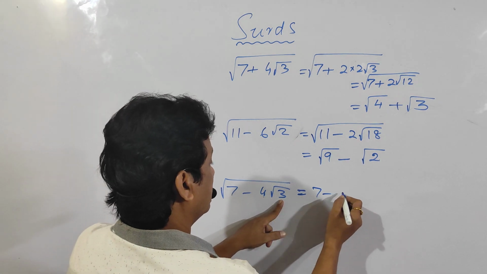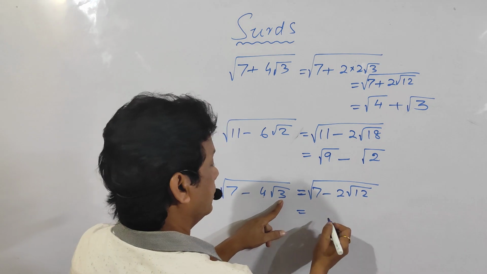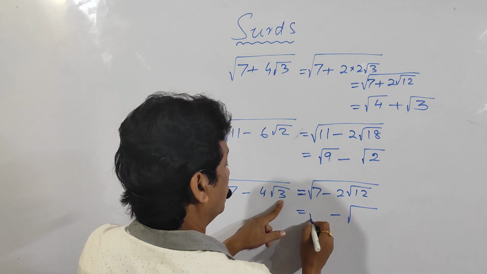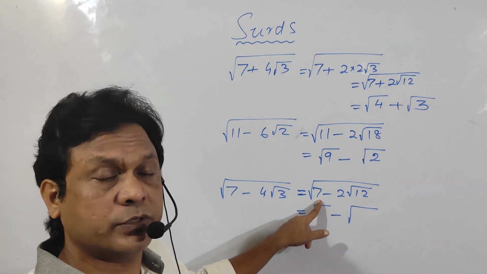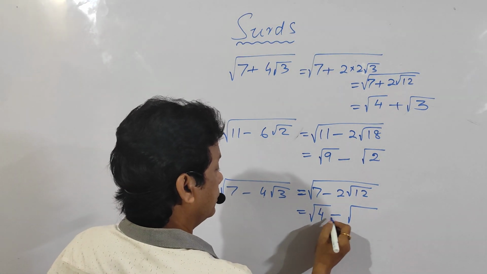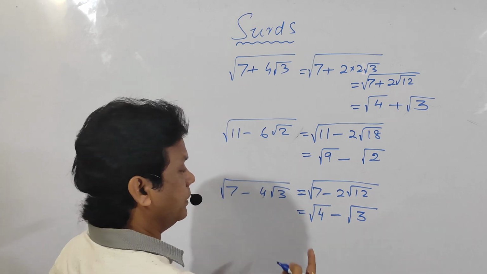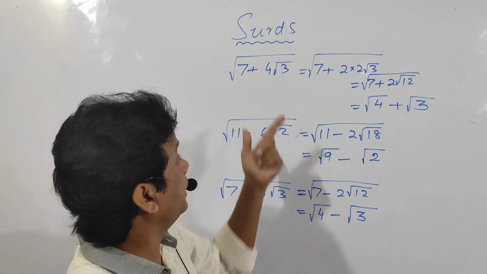I can write 7 minus 2 root of 12. Clear? So minus sign is there, so take square roots. And you should split 12 into 2 parts so that the sum will be equal to 7. So it is 4 and 3. So this will be 4, this will be 3. First write the larger one and then the smaller one. So this is all about the simplification, how to simplify a surd.